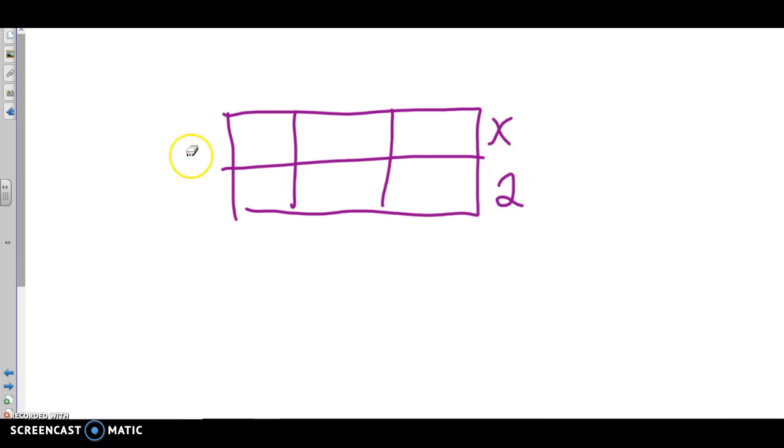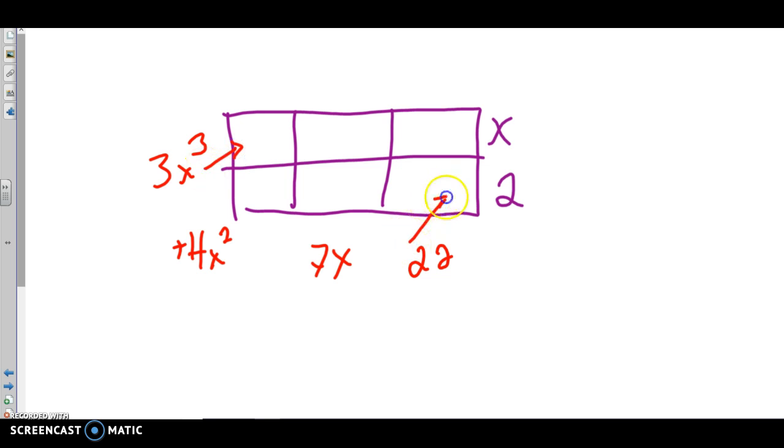And my solution is 3x cubed plus 4x squared plus 7x plus 22. Working backwards, I know these boxes have to be 22 and 3x cubed.